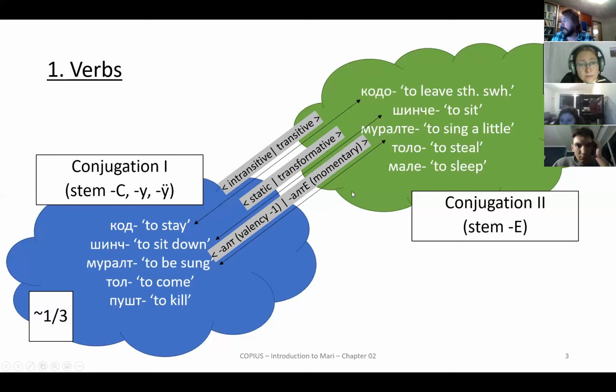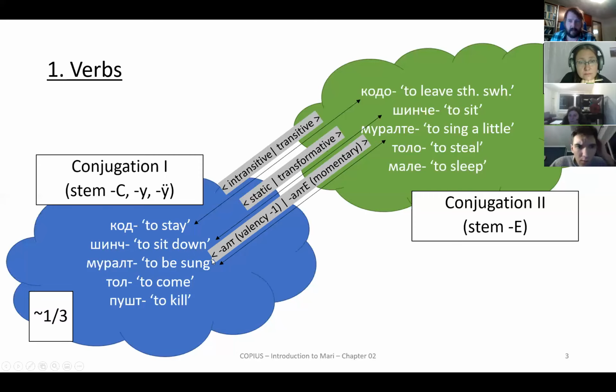Here, if we have muralt and muralte, the key is that these are both derived verbs, both from the same stem, muro, to sing, with derivational suffixes. And one of them, alt, is a derivational suffix that reduces the valency of the verb, so it can be reflexive or passive or impersonal, depending on the exact context.